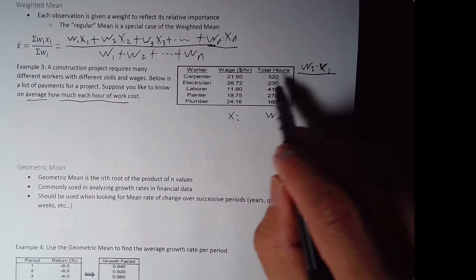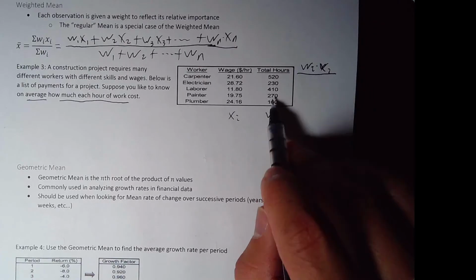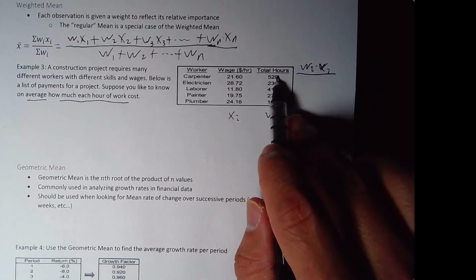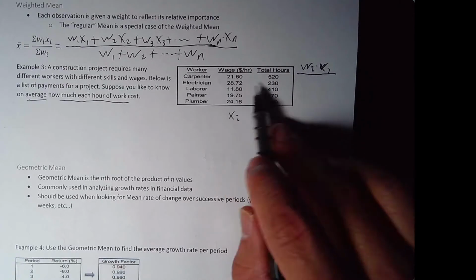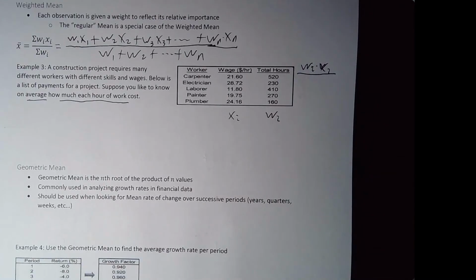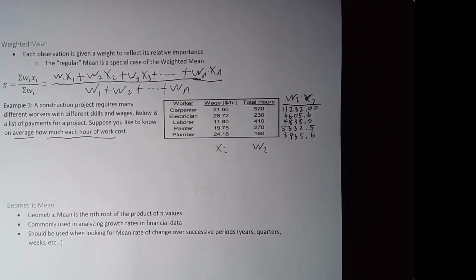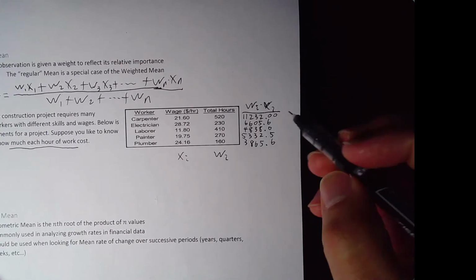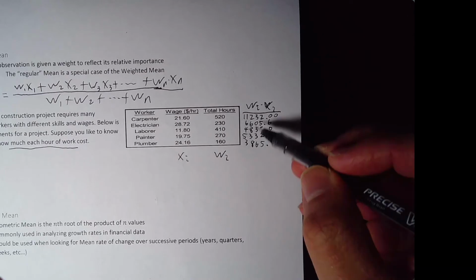So weight times the wage. The weight here. So just multiply across. Take 21.60 times 520, and so on. Go ahead and give that a try. Pause the video if you like. Okay, hope you can see that clearly. Check your answer there. Sorry for the handwriting. I don't have much room here.